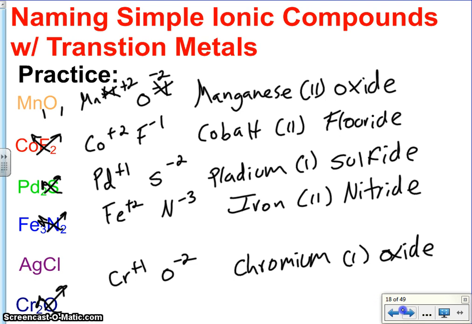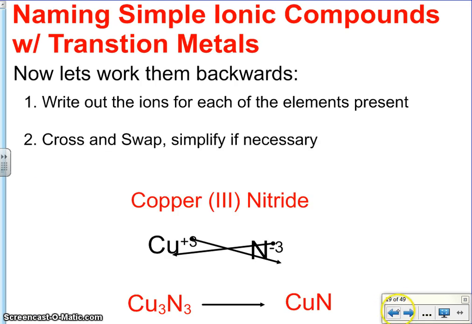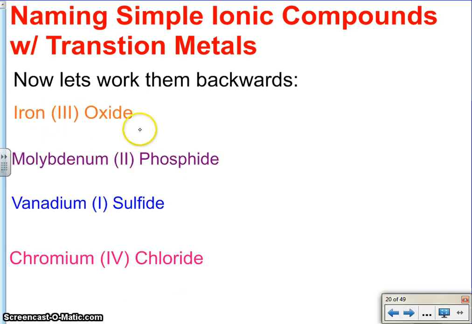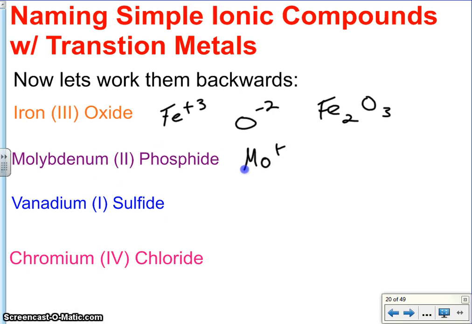Okay, so not too bad, just requires a little bit of extra work. And then of course working them backwards is writing out the numbers. Remember, this is the charge for the transition metal, so we write out our ion with that charge, write out the anion with that charge, and just cross and swap. So let's just practice some of those real quick. Iron 3 oxide is Fe plus 3, oxygen minus 2, cross and swap, Fe2O3. Molybdenum 2 phosphide is Mo plus 2, phosphide is P negative 3, cross and swap, Mo3P2.